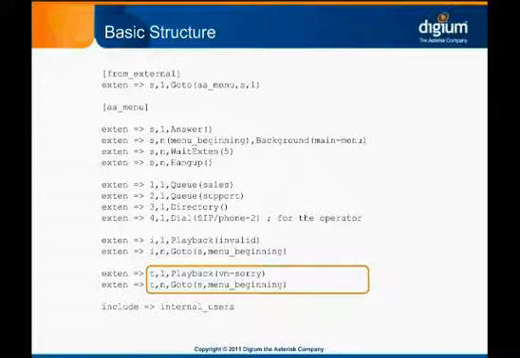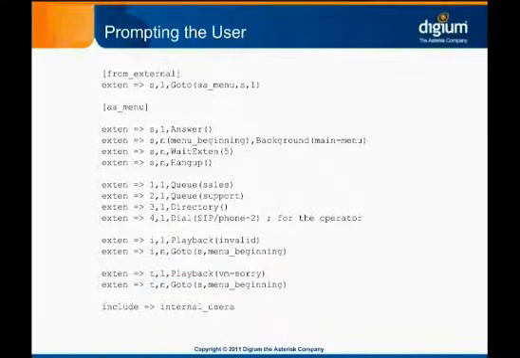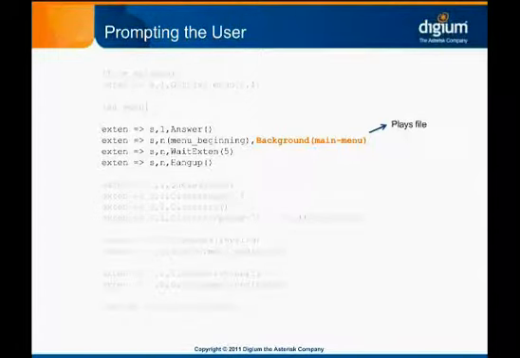Let's take a look at our first step, prompting the caller, in more detail. After we answer the channel, we move on to the background application. It plays the sound file specified, much like the playback application does, but it also listens for DTMF input from the caller.